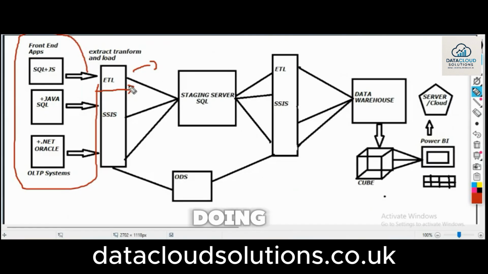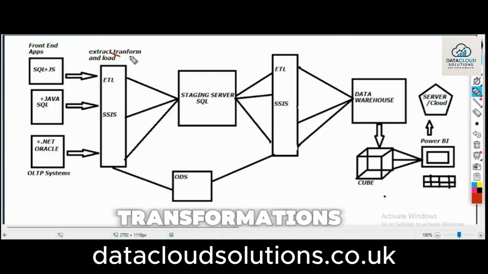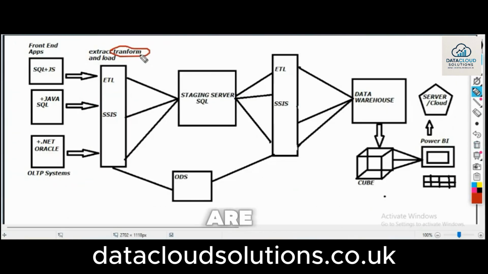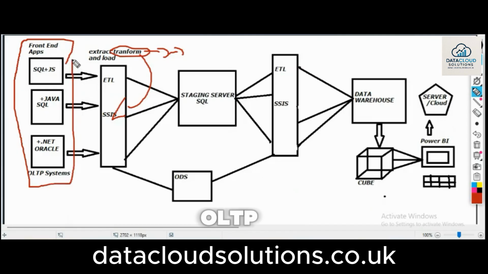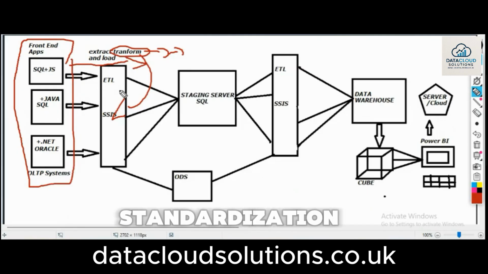You can be splitting the columns, merging the columns, or joining multiple tables. These are all the transformations that are available in the SSAS, and using them you will transform the data. You can also create new data out of the existing data. But whatever data is available in the OLTP system is completely raw data. It doesn't have any standardization.